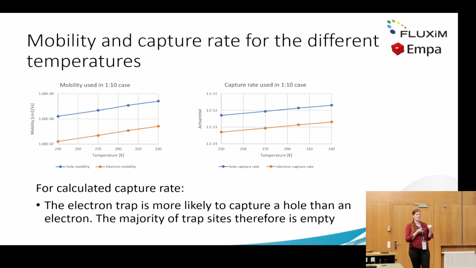But what is important to note here is that the capture rate for holes of the electron trap is 10 times higher than the capture rate of the electron trap for electrons. This means that we have a quite efficient Shockley-Read-Hall recombination, and this means we have very little filled traps. This in effect means that the number of trap sites we have to add in our simulation to see an influence on our current is significantly higher, and this explains the difference we can see between those two simulations.